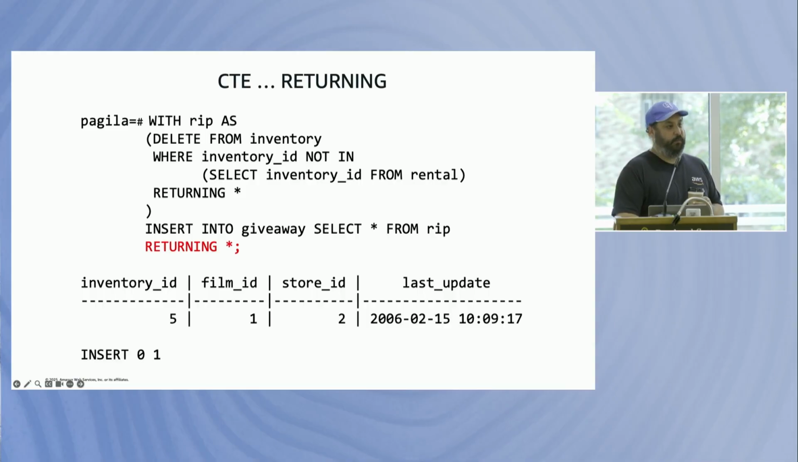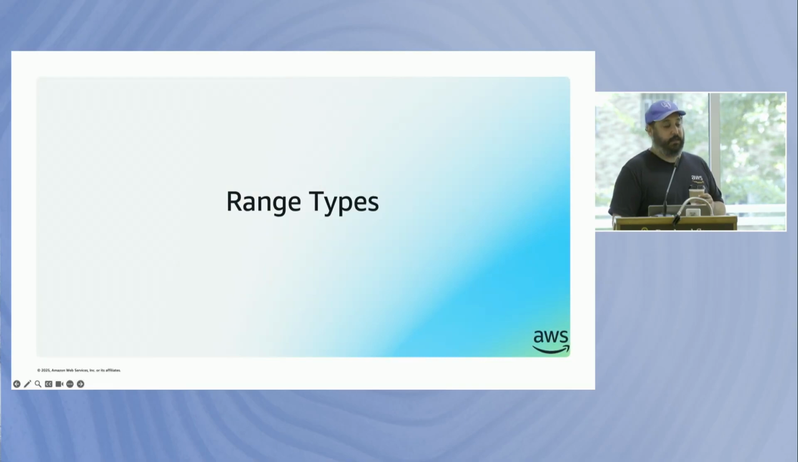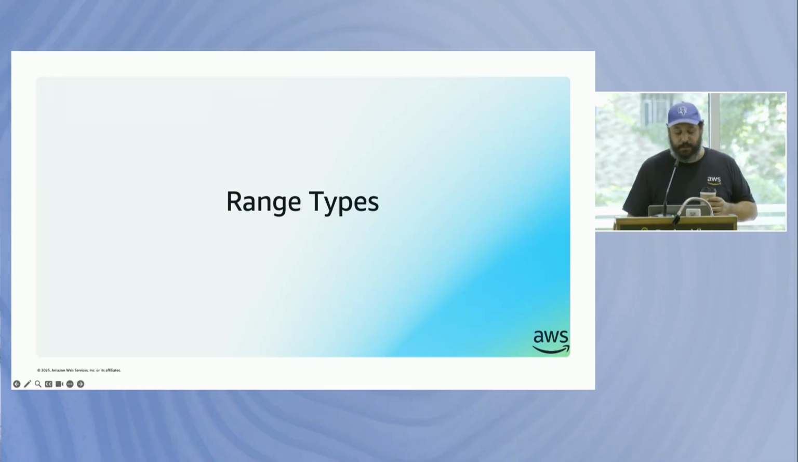All right. How are we feeling out there? Everybody's good? All right. Range types. You didn't see that coming, did you? Anybody ever used range types? Nobody uses range types. They're fantastic. Well, they're interesting at least.